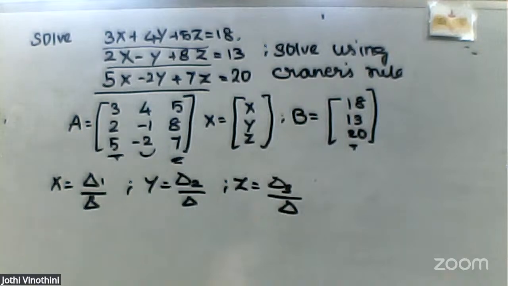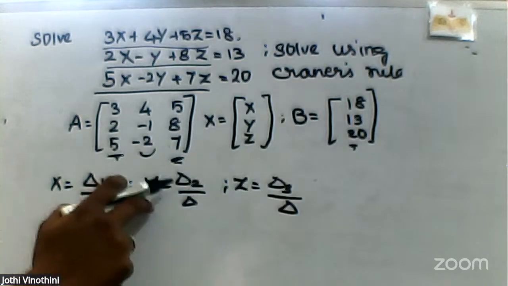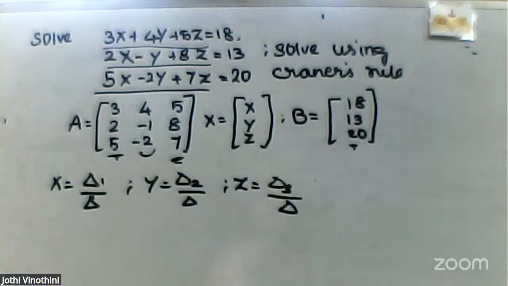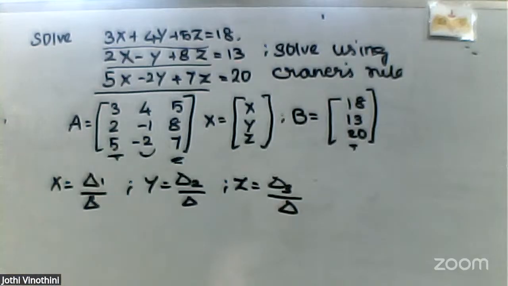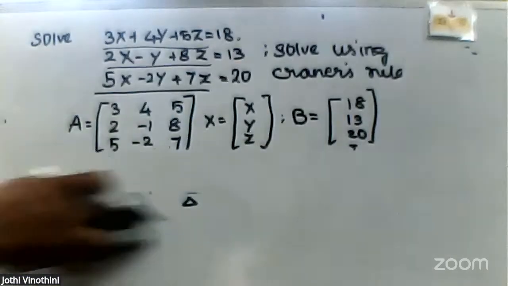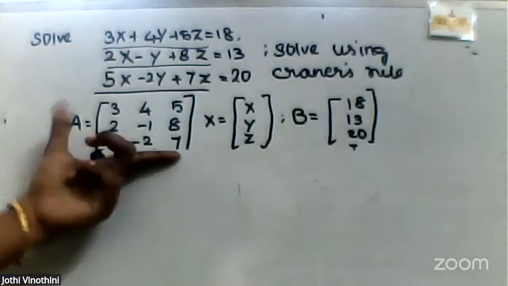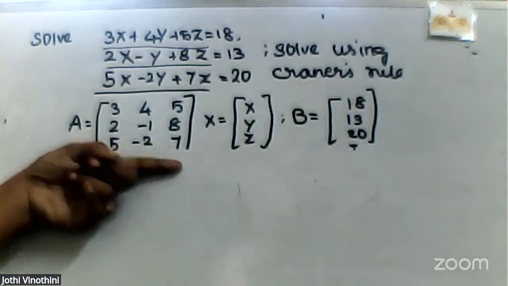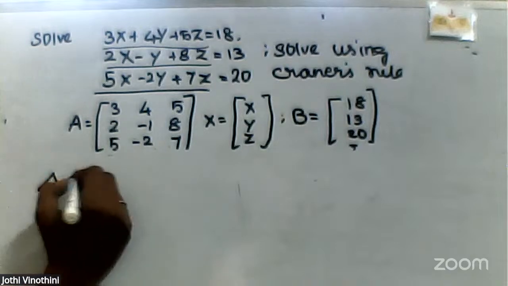So what is Cramer's rule? x equals del 1 by del, y equals del 2 by del, z equals del 3 by del. We have a matrix A and B, and the variables we are going to find form another matrix X. To solve this, we take the matrix A alone. Initially we are going to find del.